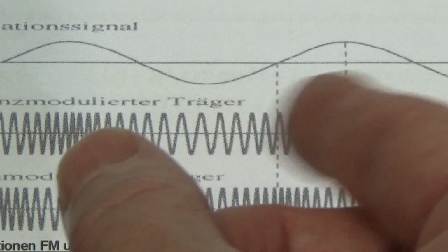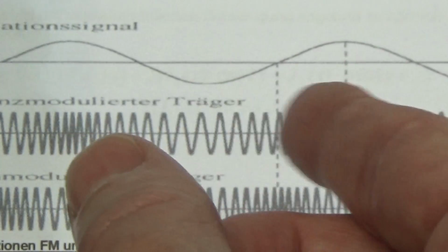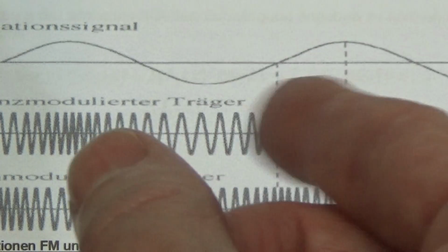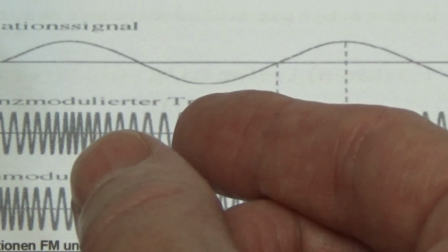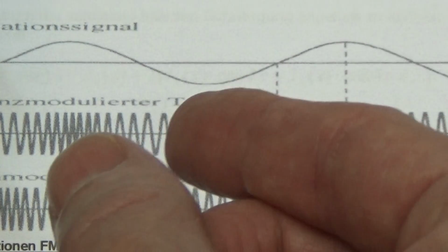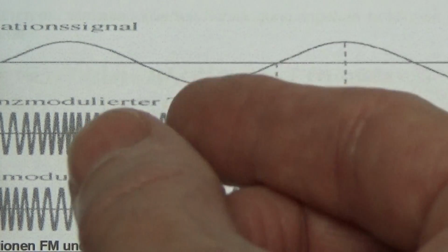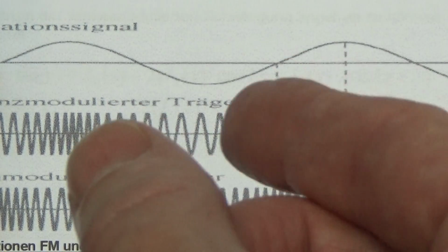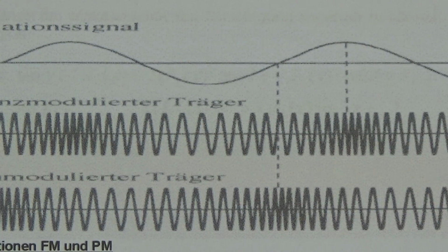So if it is going very, very fast, then it is a higher tone. If it goes more slowly, it is a lower tone, okay? And of course, a lower tone can have a higher deviation, or it can have a little deviation. And of course, a higher audio tone can have a low deviation, or it can have really a high deviation. So that is what you have in this information.